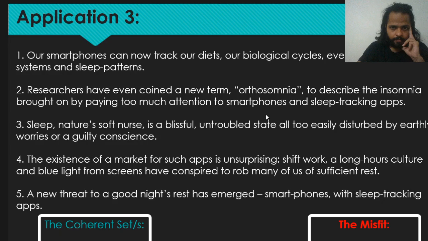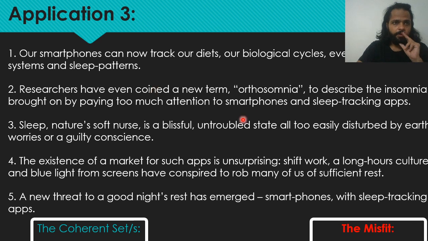Yeah, this would be apt, I think. So look at these five sentences, and we are supposed to find out which one is the misfit, right? And let's use the steps. So we'll try to obtain a sense of the paragraph.